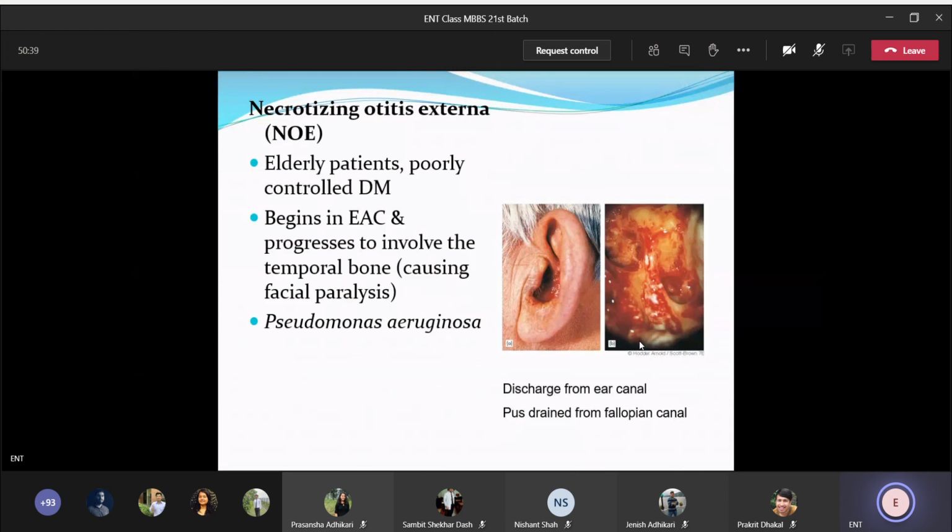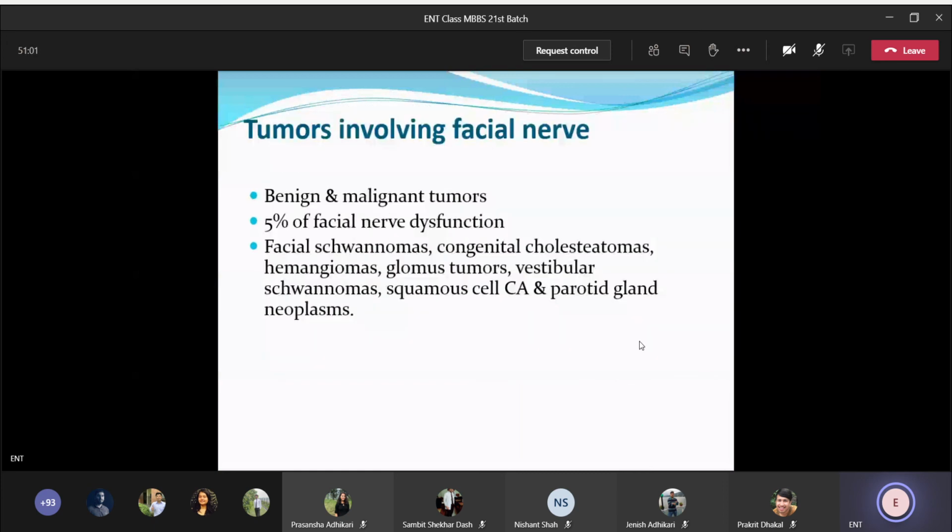So there will be discharge from the ear canal, pus drainage, and there is pus in the fallopian canal as well. After surgery we have to do drainage of the fallopian pus.